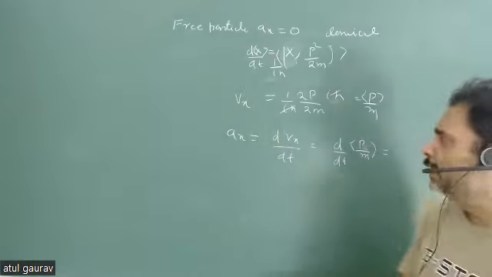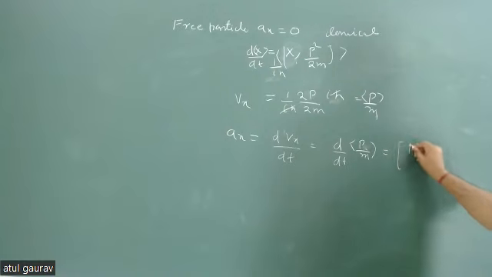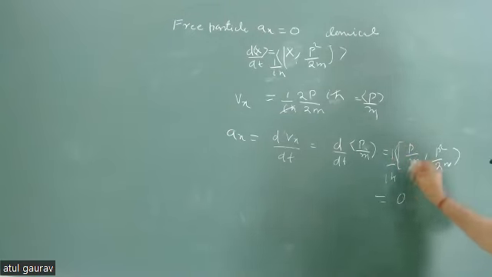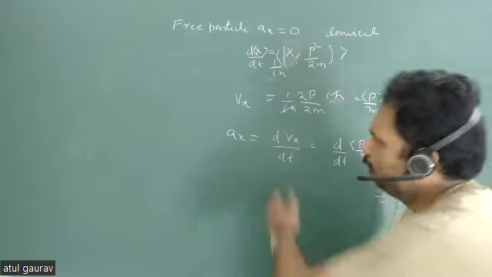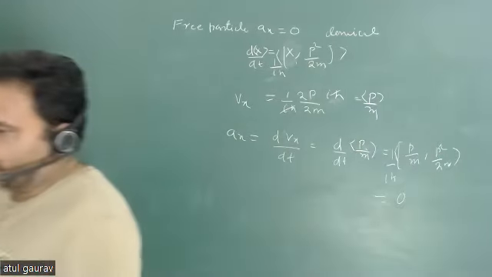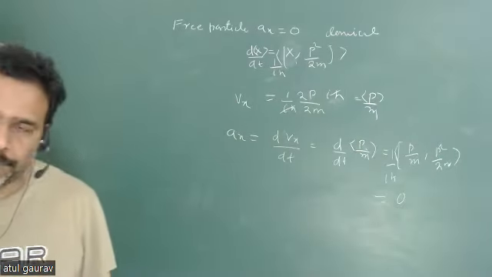And this can be written as p by m, p square by 2m, one upon i h cut. So this value is zero. p is going to commute with p square, so that is zero, and you have acceleration that is zero.